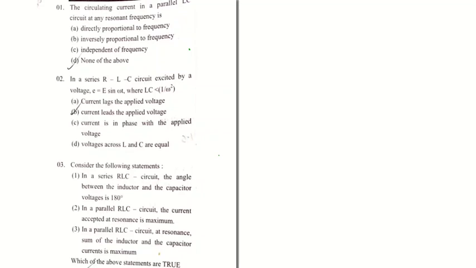Okay, so the first question is: the circulating current in a parallel LC circuit at any resonant frequency is. We have to find out if the circulating current at any resonant frequency is directly proportional to frequency, inversely proportional to frequency, independent of frequency, or none of the above. So we have to actually do the analysis here.